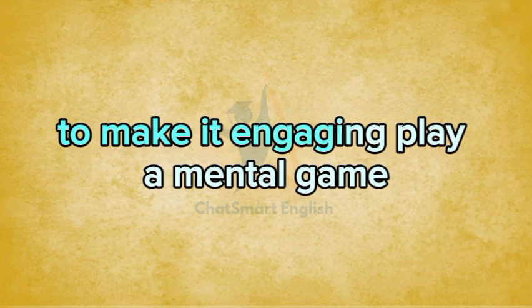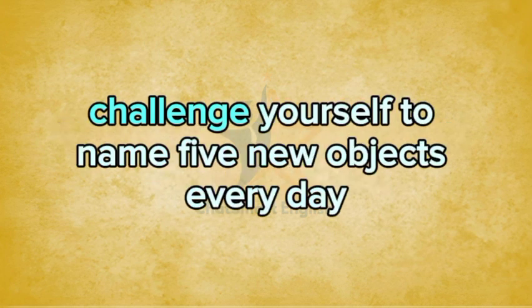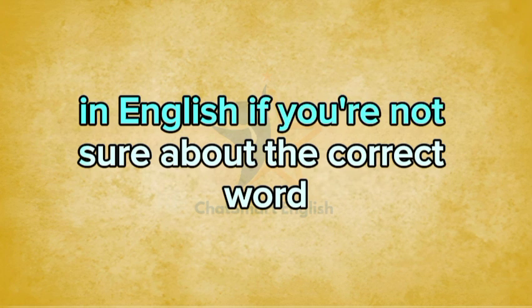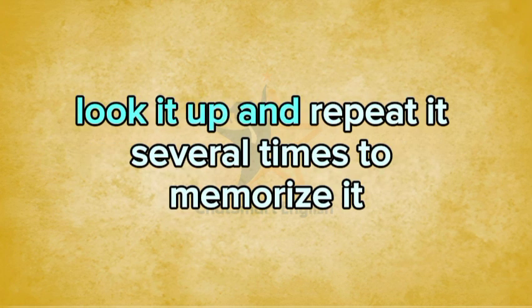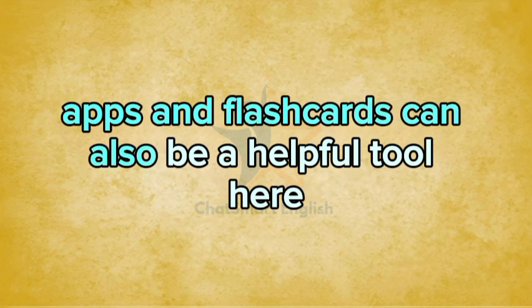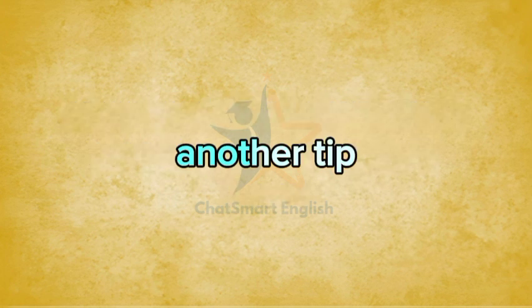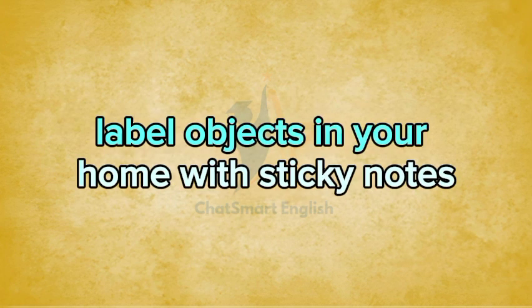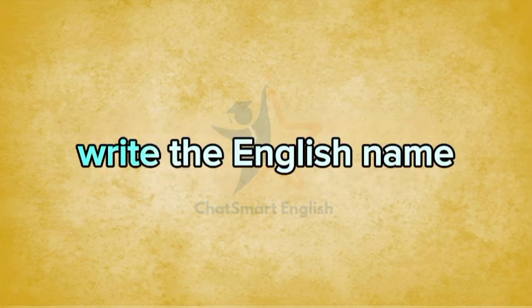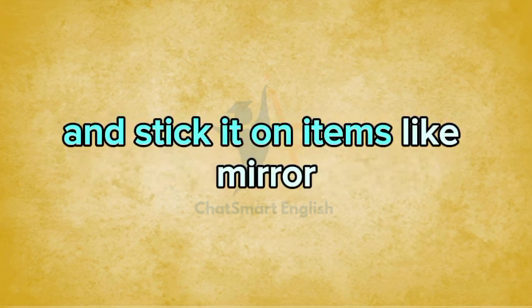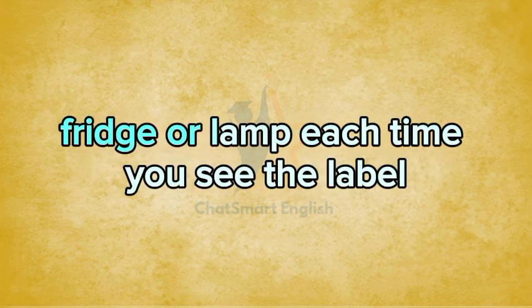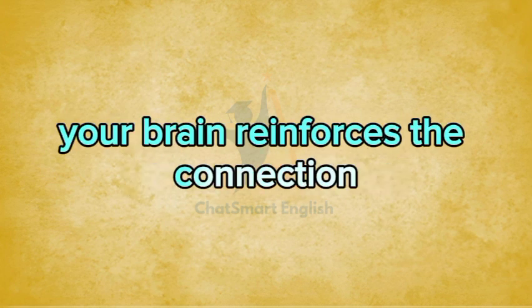To make it engaging, play a mental game. Challenge yourself to name 5 new objects every day in English. If you're not sure about the correct word, look it up and repeat it several times to memorize it. Apps and flashcards can also be a helpful tool here. Another tip: label objects in your home with sticky notes. Write the English name and stick it on items like mirror, fridge, or lamp. Each time you see the label, your brain reinforces the connection.